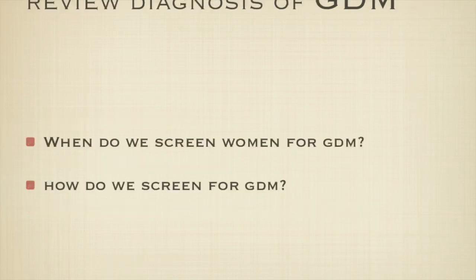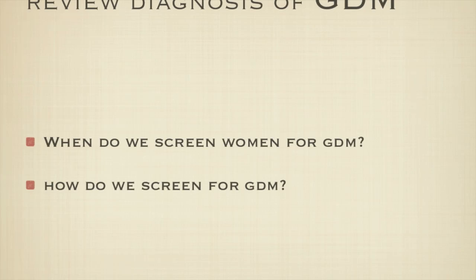We screen women for GDM between 24 and 28 weeks gestation, wherever the next scheduled visit falls within this time frame. The patient is given a 50-gram carbohydrate load. This comes as a prepackaged liquid of 50 grams of sugar in a 150 ml solution. The nurse needs to instruct the patient about the test.